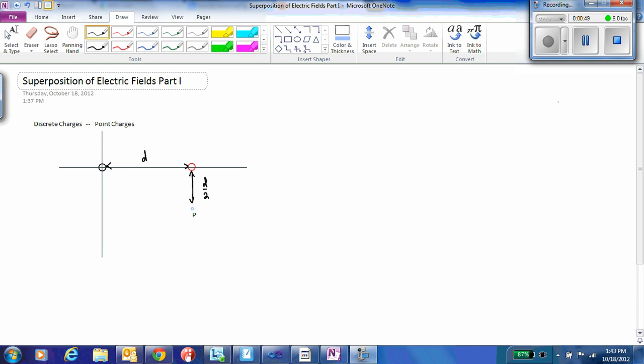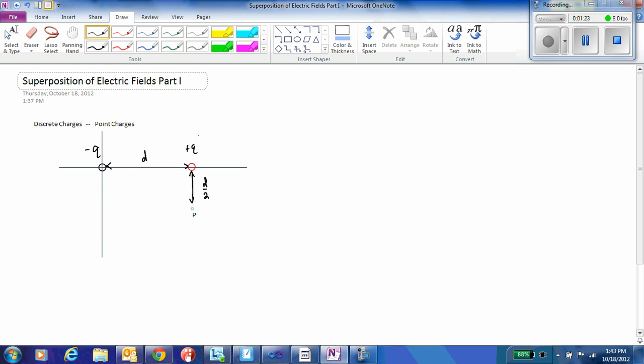Okay, let's take a look at a situation where we have two charges and they are both going to be contributing to the electric field at point P. The two charges are separated by a distance d and are on a line with each other. And then the point that we're interested in is going to be a distance d over 2 away from the other charge. Let's say that the black charge here is going to be negative and the red charge is going to be positive. So let's go ahead and find the electric field at point P.